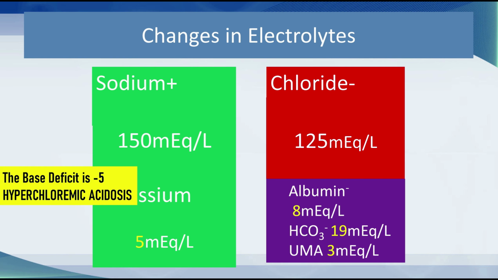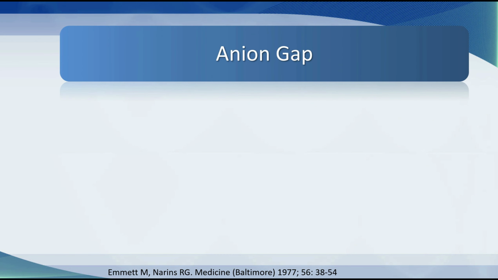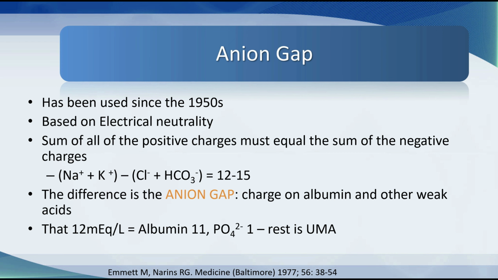I want to go back now and look at the anion gap. The anion gap has been around since the 1950s, and it's based on the concept of electrical neutrality. The sum of all the positive charges must equal the sum of all the negative charges. The sodium plus the potassium, I use the potassium, some people don't, minus the chloride plus the bicarbonate is between 12 and 15 milliequivalents per litre.